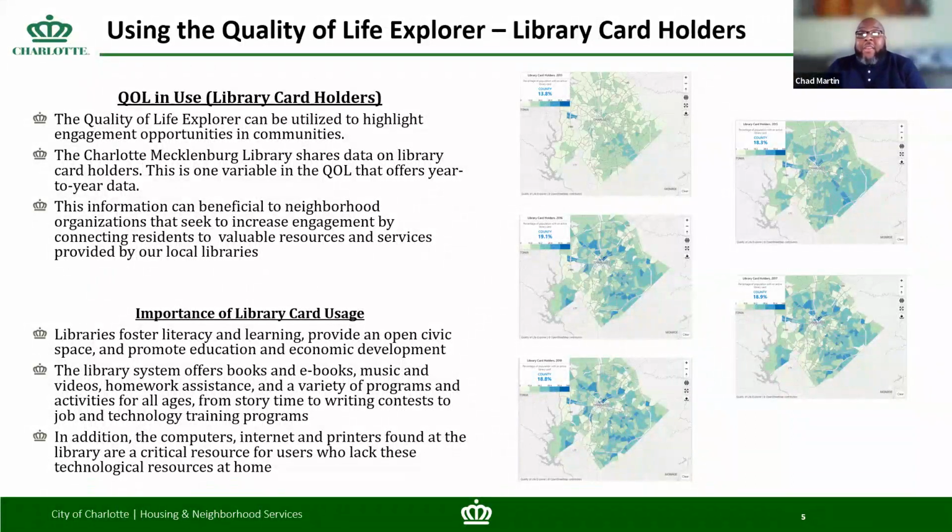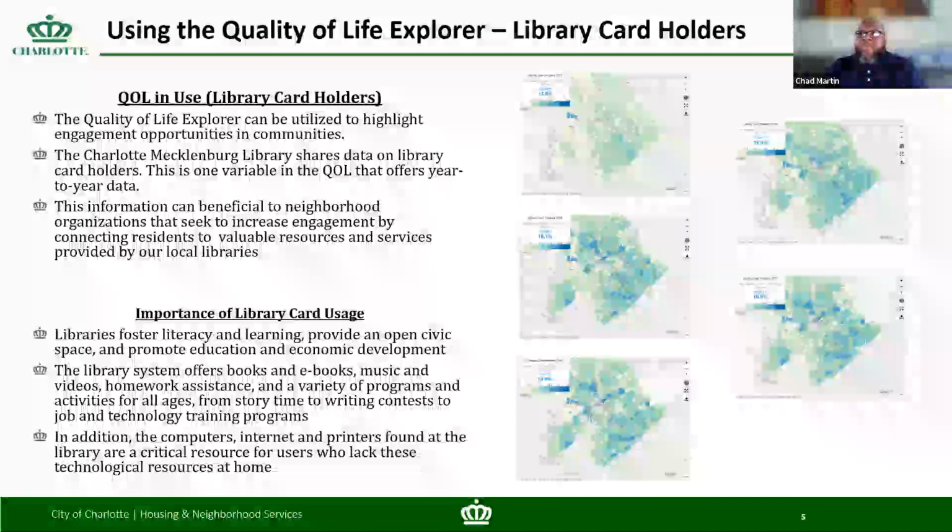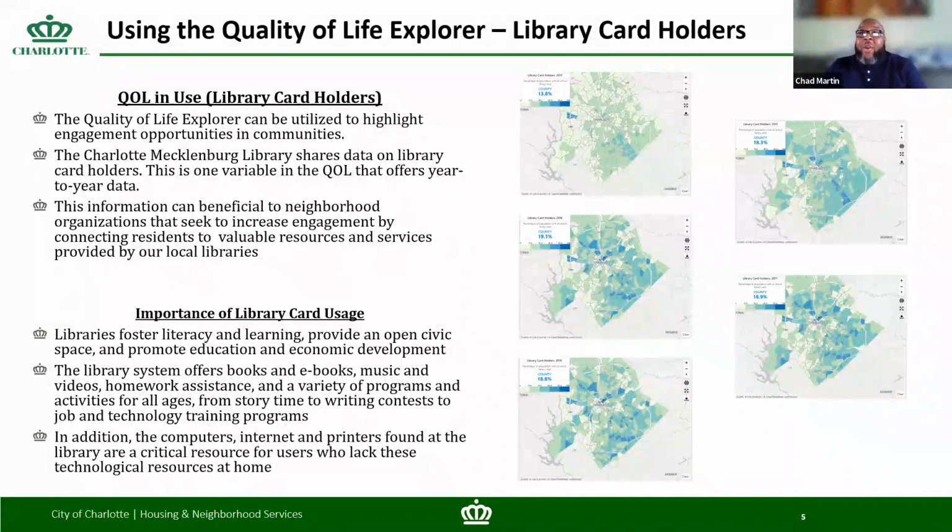And the reason that this data is useful is because we can look at the number of library card holders or the usage of the libraries, and we can determine engagement with that library in the community for the needs of that community, such as meeting spaces, use of technology, or just an overall resource for communities to engage and learn more about what's going on in and around the city of Charlotte.